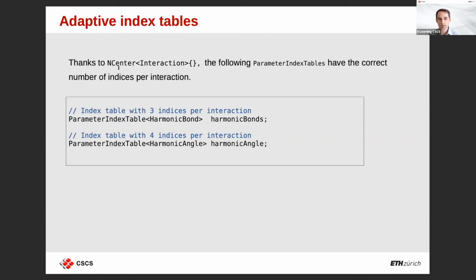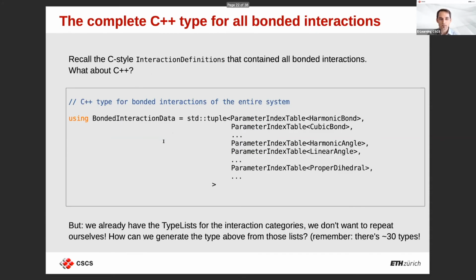Thanks to this little trait, the parameter index table will have the correct number of indices for every interaction. So if we instantiate our parameter index table with harmonic bond, then this will correctly have 3 indices, or 4 indices for a harmonic angle. And now if we actually wanted to store that for all the types that we support in our code, we could, for instance, just put all these parameter index tables into a tuple.